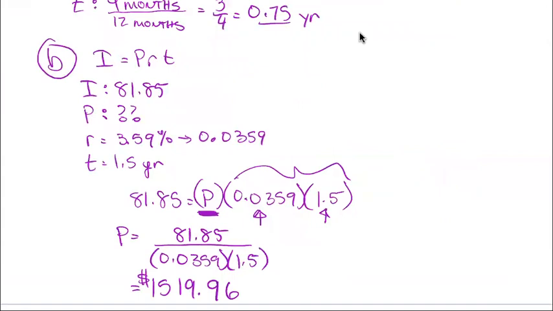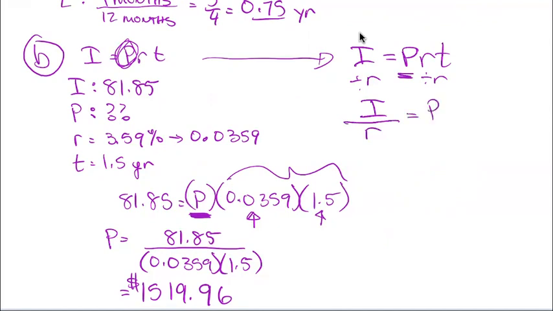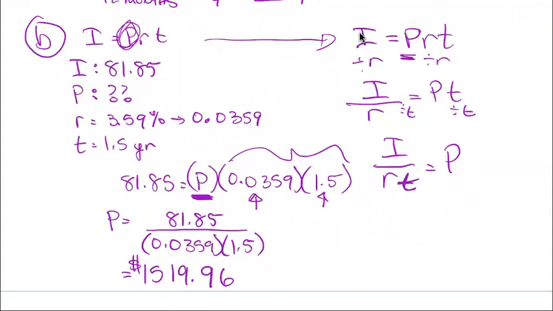Or what you could have done initially too is taken that formula, knowing that you're solving for principal, rearrange that formula for principal. I is equal to PRT. I want P by itself, so I'm going to divide by R. I get I divided by R is equal to P times T. And then I divide by T and divide by T. So I get I over RT is equal to my principal. So my principal is equal to my interest divided by my rate times time. So exactly where we ended up.